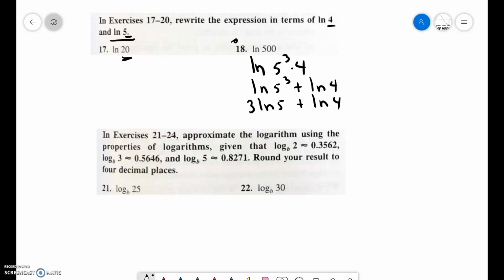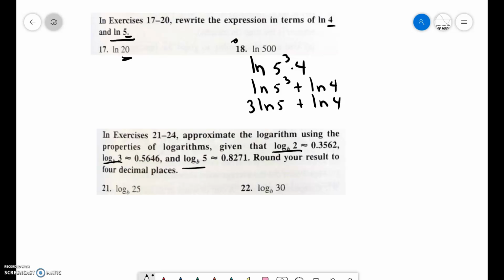I'm assigning you those. I'm going to do 22 to explain it. So it says approximate the logarithm using the properties of logarithms given that log base b of 2 is about 0.3562, log base b of 3, and so on, log base b of 5. So basically what that tells me is, don't worry about the base b. Again, we're just using properties. I need to break this up into 2s, 3s, and 5s.